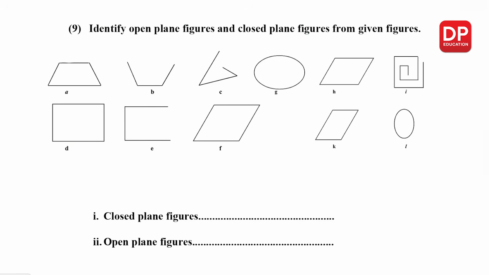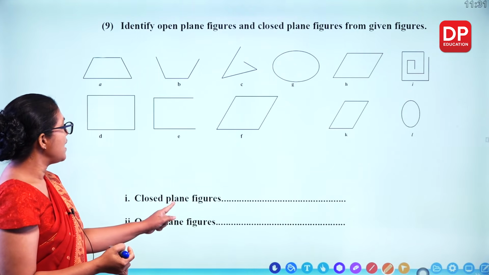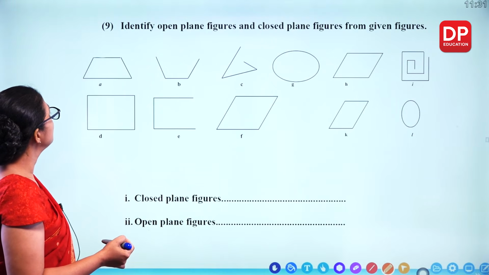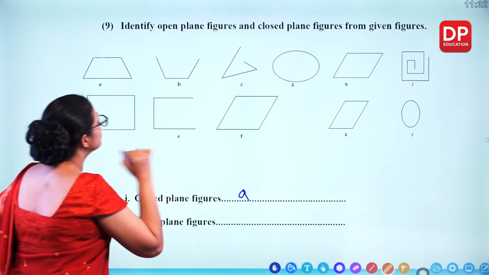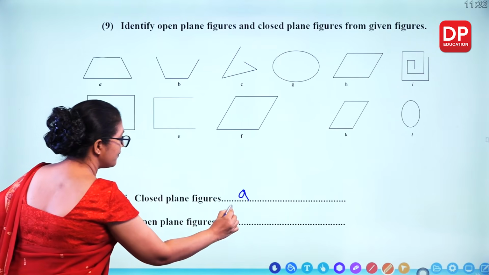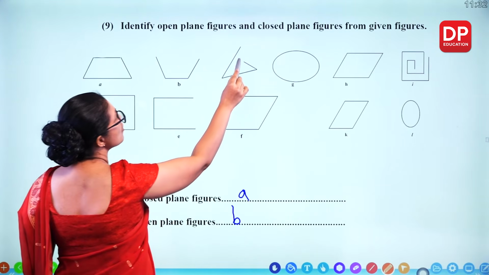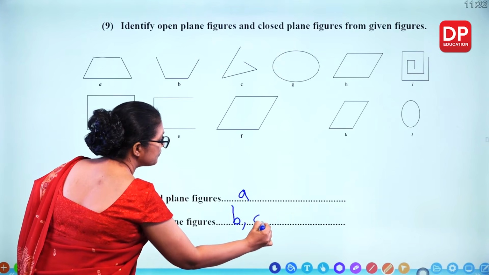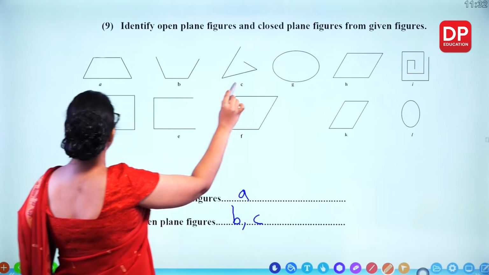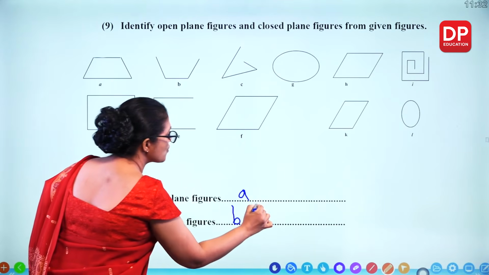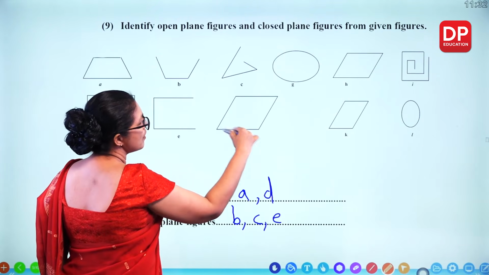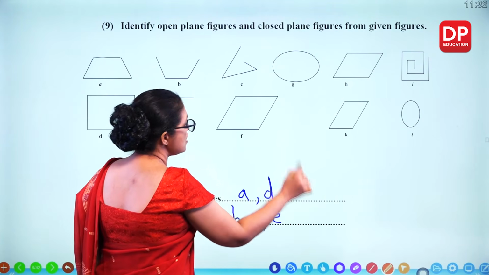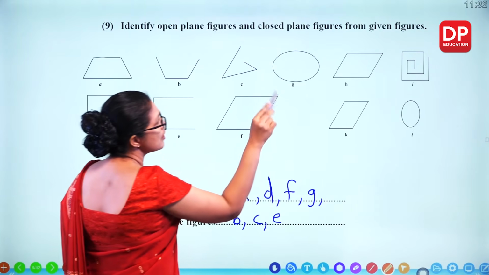Identify open plane figures and closed plane figures from the given figures. A is closed. B, it's open. C also, it's open. We'll take D first. D, that's closed. E, that's open. F, that's closed. G is closed. H, it's a closed one.